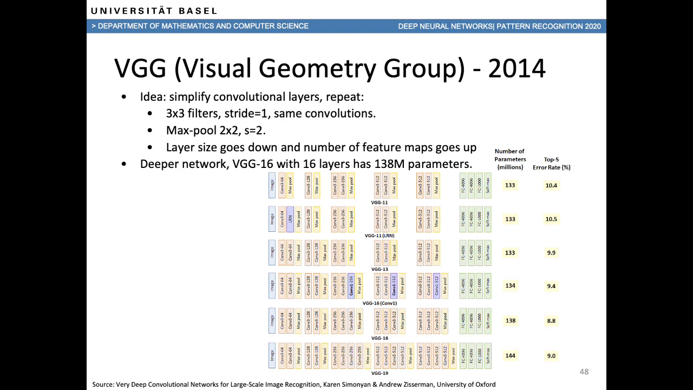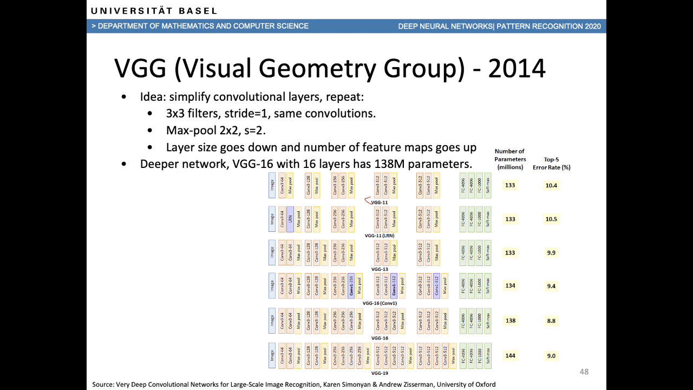Then if the layer size goes down, so after max pooling, the number of feature maps goes up equally. And with this VGG network, they published a lot of different flavors of VGG with different numbers of parameters. So we can see one of the smaller ones, VGG 11, where 11 just refers to how many layers the neural network has. And the number of parameters here was 133 million.